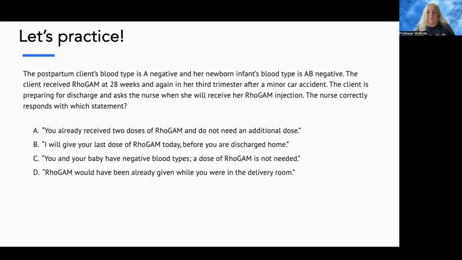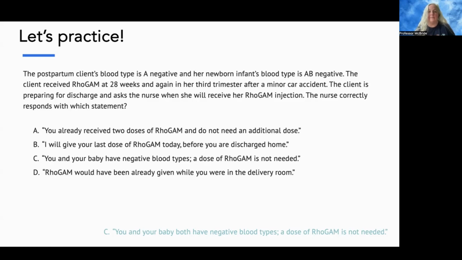B, I will give it to you before you're discharged home. We aren't going to give it to her. C, you and your baby have negative blood types. A dose of RhoGAM is not needed. That is the correct answer. And then D, RhoGAM would have already been given in the delivery room. It would not have. Remember that we give RhoGAM within 72 hours after delivery.